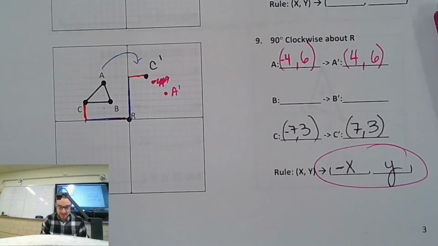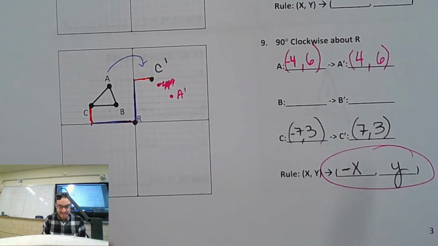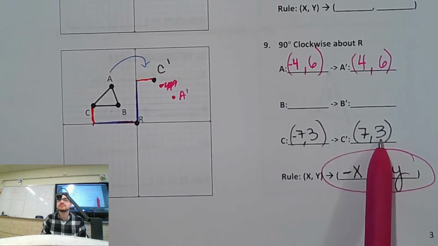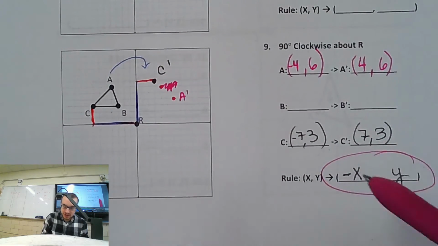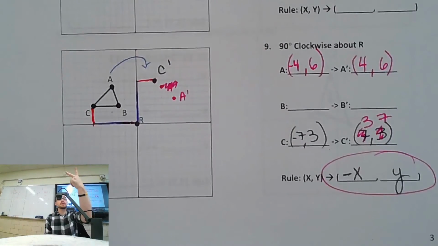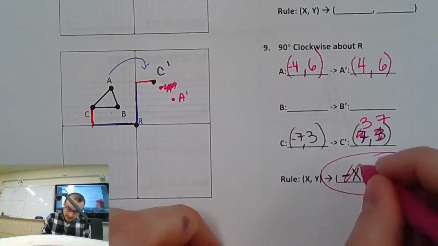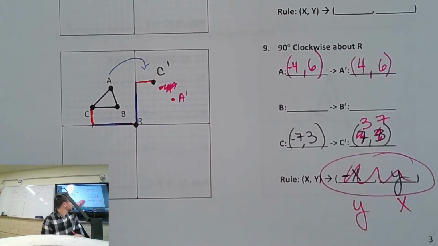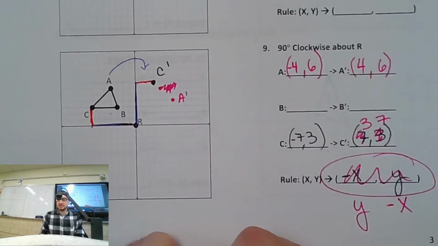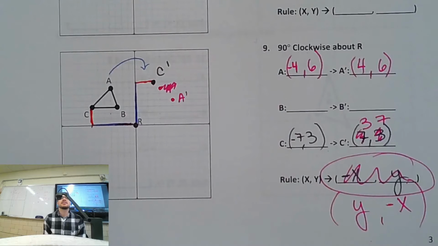So what happens? I guess that's 6, 4 prime. Is C prime 7, 3? No. It's 3, 7, isn't it? So what really happened? We flipped the two coordinates. This one got negated. This one right here got changed. Why did that happen?